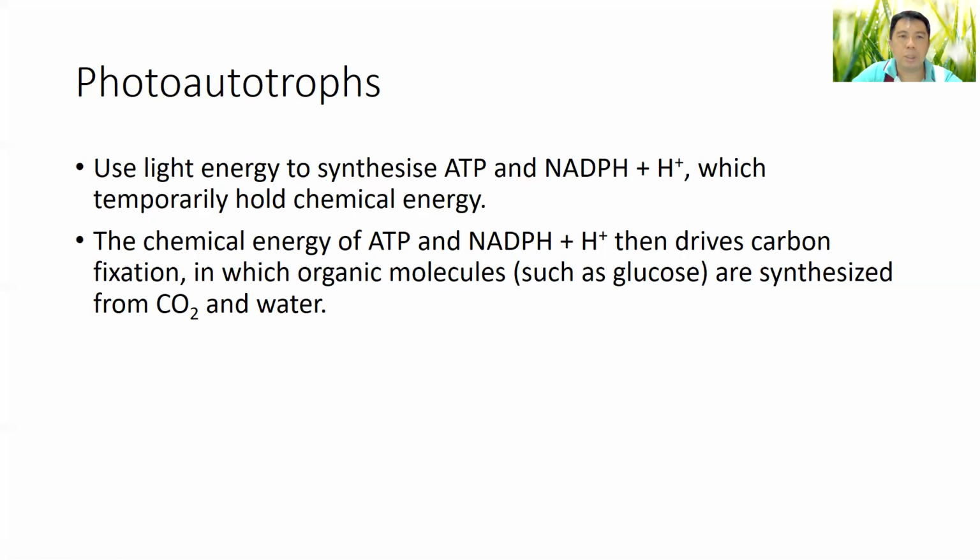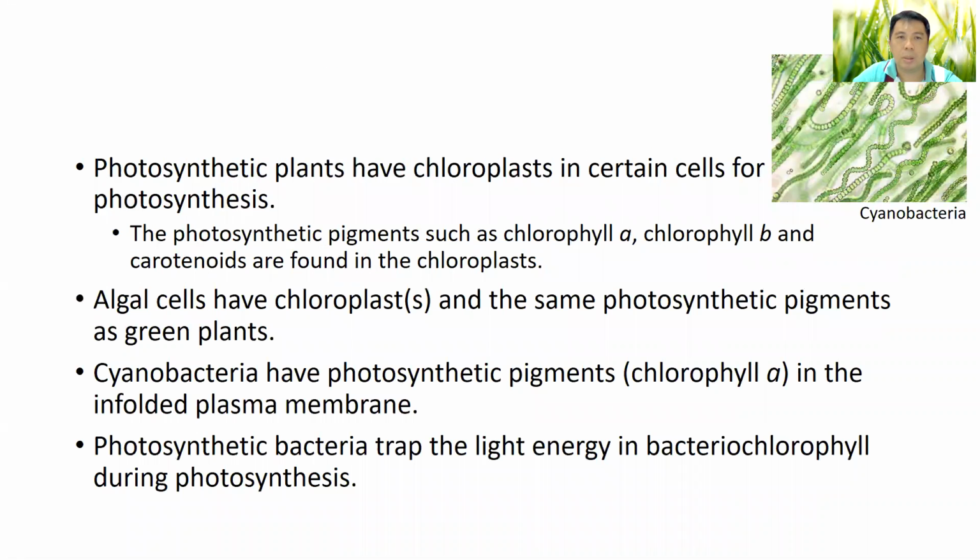The photoautotrophs use light energy to synthesize ATP and reduce NADP, which temporarily hold the chemical energy. Then, this chemical energy of the ATP and reduced NADP will drive the carbon fixation, in which organic molecules such as glucose are synthesized from carbon dioxide and water. Photosynthetic plants have chloroplasts in certain cells for photosynthesis. In the chloroplast, they have photosynthetic pigments such as chlorophyll A, chlorophyll B, and carotenoids.